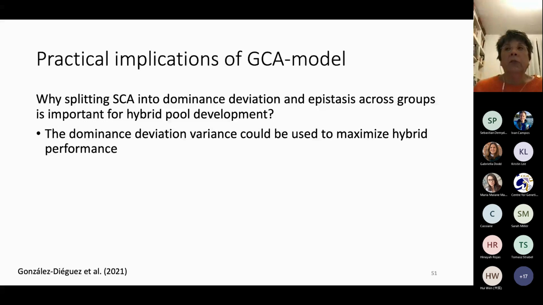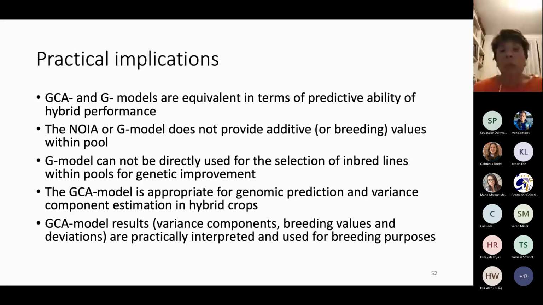The other thing is that the two models, GCA or G-model, are equivalent in terms of predictability of hybrid performance. But the NOIA or the G-model does not provide additive or breeding value within the heterotic groups. The G-model cannot be directly used for selection of inbred lines within the heterotic groups, and the GCA model is appropriate for genomic prediction and also for variance component estimation. So the GCA model results are practically interpretable and usable for breeding purposes.